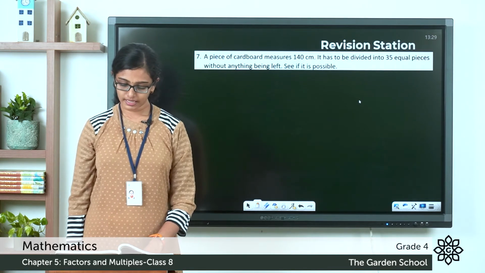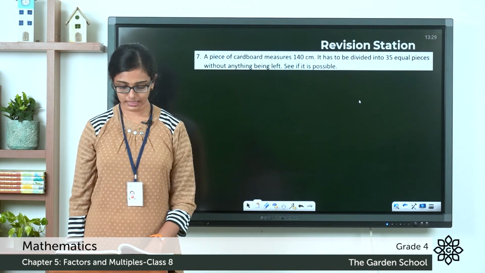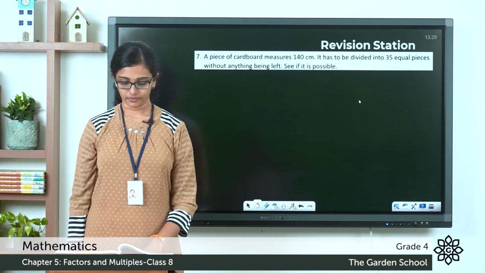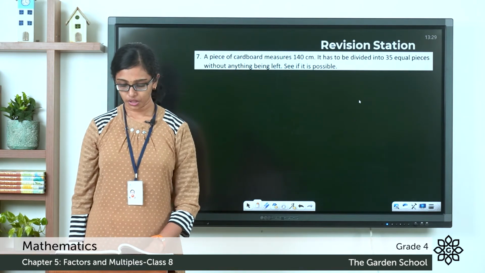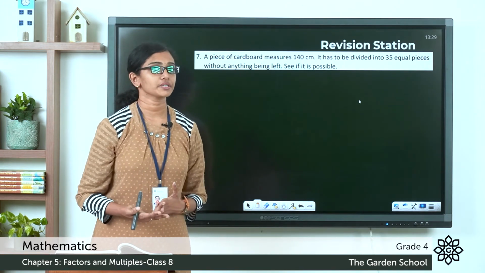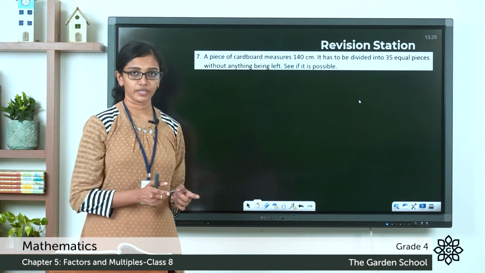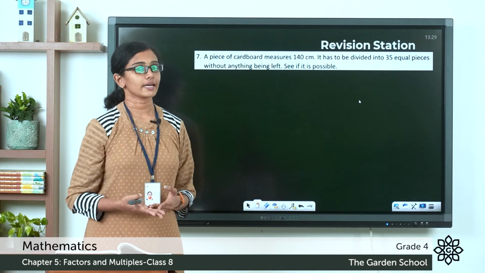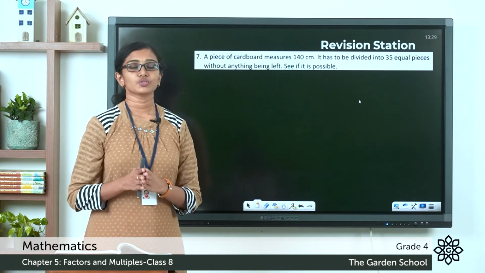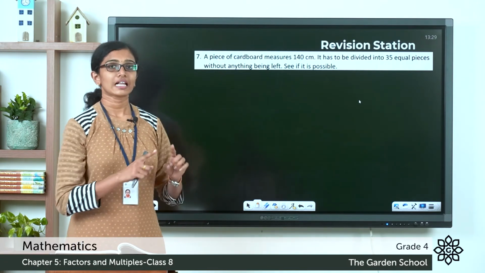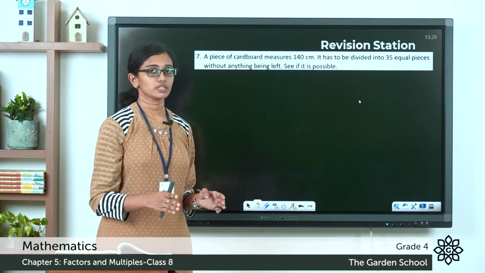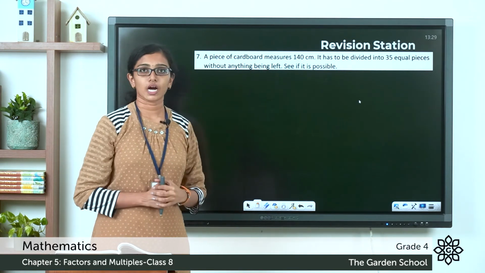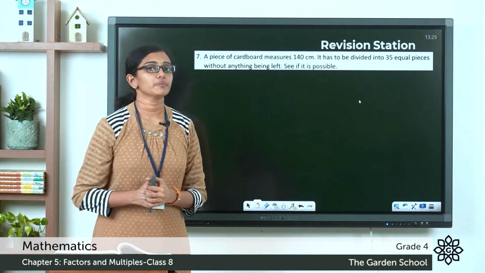It has to be divided into 35 equal pieces without anything being left. See if it's possible. So, what data is given in the question? We have this cardboard piece and it measures 140 centimeter on each side. We are asked to check if it is possible to cut 35 equal pieces out of this one cardboard piece. So, how do we approach this question?